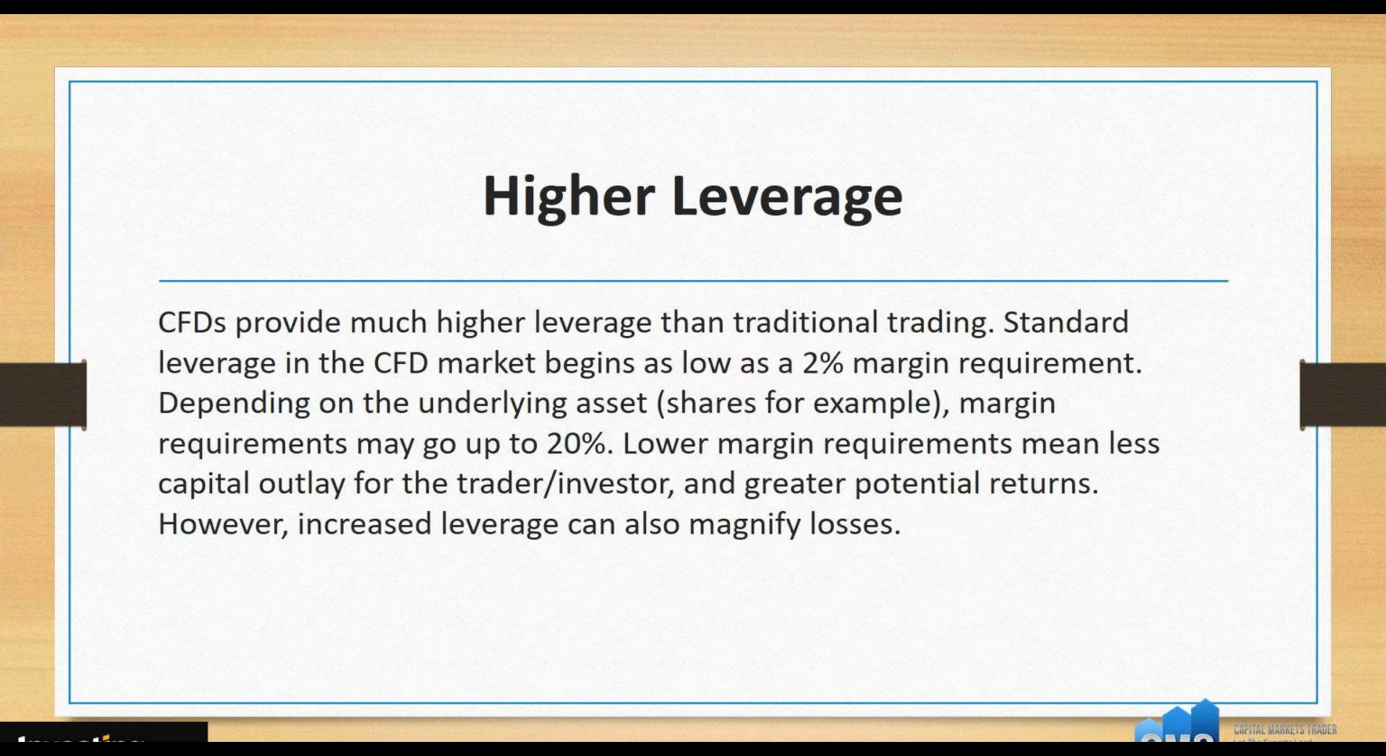Number one is leverage. CFDs provide much higher leverage than traditional trading. Standard leverage in the CFD market begins as low as a 2% margin requirement. So that means for every $100,000 you would be trading on an asset, you'd have to put down 2%. Depending on the underlying asset, like shares, each type of market is different. And it's because they are controlled by the regulator who sets the margin requirements, who sets the leverage and constantly monitors it. Okay. Lower leverage requirements simply means lower capital outlay. It does not reduce your risk. It can magnify your profits, but it'll magnify your losses in the same percentage.